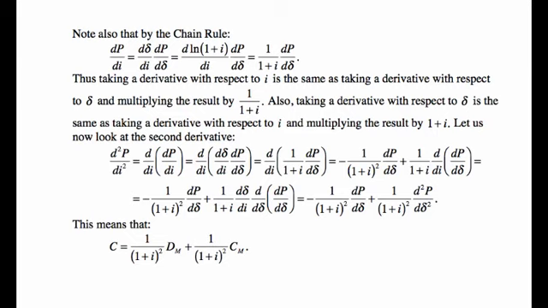Now if we do the second derivative, then using the chain rule a couple of times here, we obtain a formula that says that the second derivative of the price with respect to the interest rate is minus 1 over 1 plus I squared times the derivative with respect to delta plus 1 over 1 plus I squared times the second derivative with respect to delta. And that actually implies that convexity is equal to 1 over 1 plus I squared times Macaulay duration plus 1 over 1 plus I squared times Macaulay convexity. A useful formula that you should be aware of, you should know.